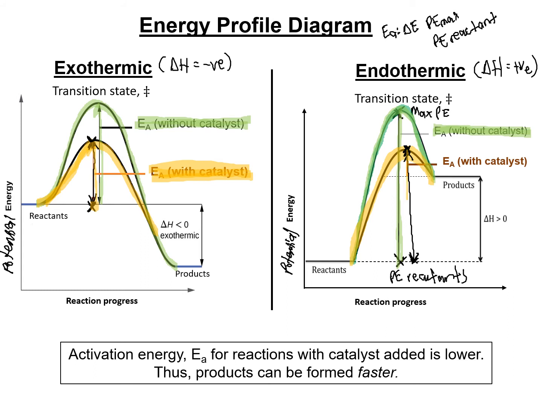So daripada sini sampai ke bawah ni, this is going to be the activation energy with catalyst for an endothermic process. Okay, activation energy for reactions with catalyst ni, you kena make sure activation energy mereka rendah daripada yang original punya, yang without catalyst. Okay, that's why the products can be formed faster. Bila produk boleh form faster, bermaksud rate of reaction tu cepatlah.